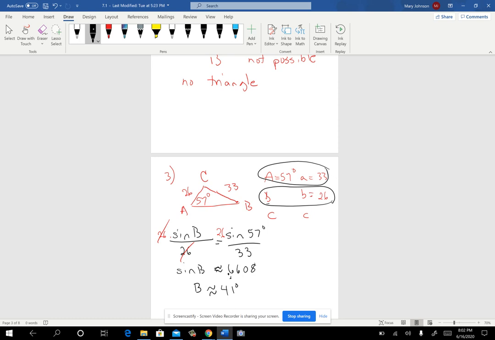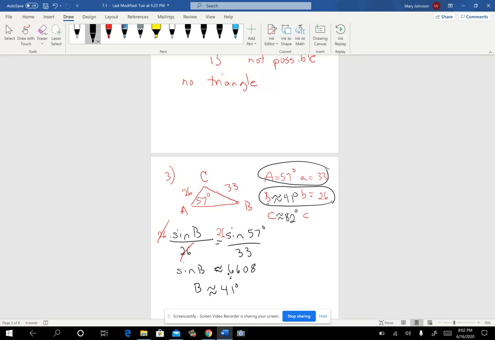So I just found this one. It's about 41 degrees. And while I'm working with the angles, I could go ahead and do 180 minus the 57 minus the 41, or I could add up the A and the B and subtract that from 180. And that tells me that C is about 82 degrees.